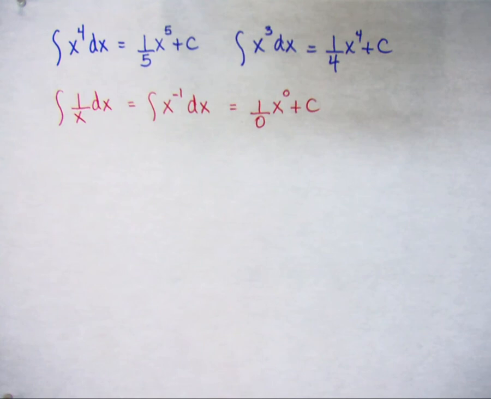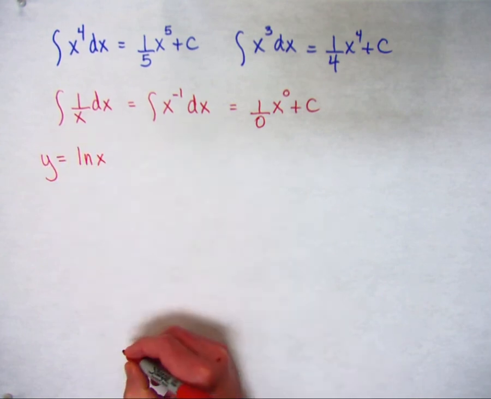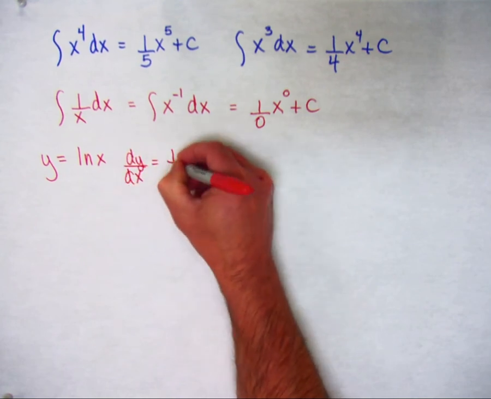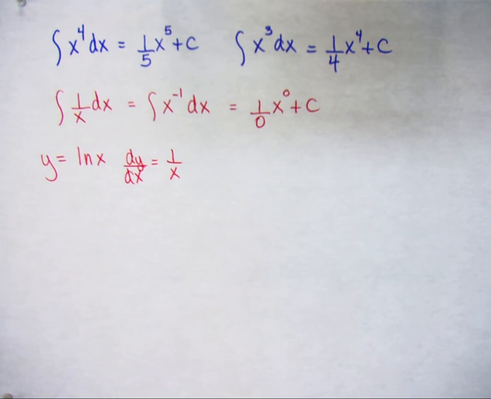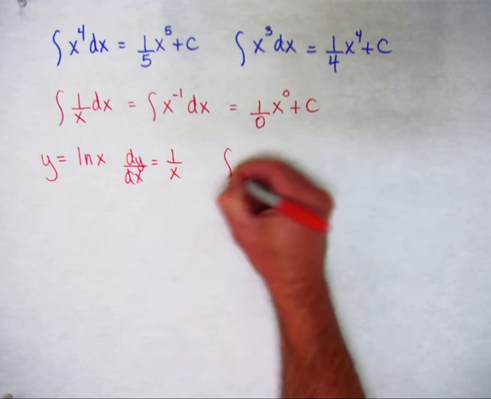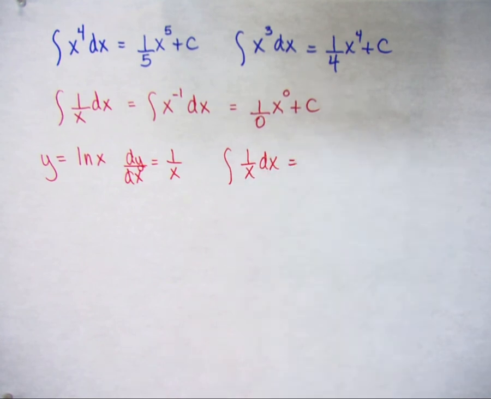Now, if you think back to the previous chapter when we looked at transcendental functions, you may recognize that 1 over x, if you recall, was the derivative of the natural log function. If you had the function y equals the natural log of x, then the derivative, dy dx, was 1 over x. So since integration is the reverse process of differentiation, it stands to reason that if you wanted to find the antiderivative of 1 over x dx, the answer would be the natural log function.